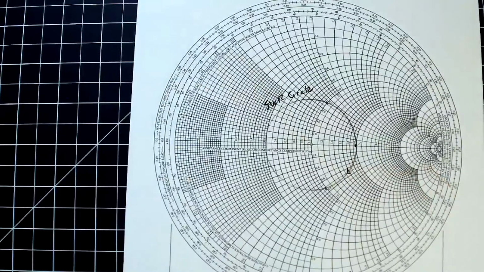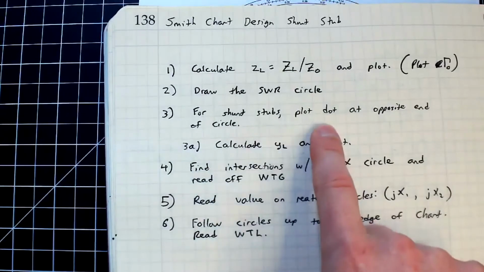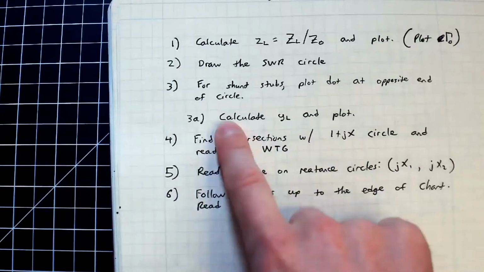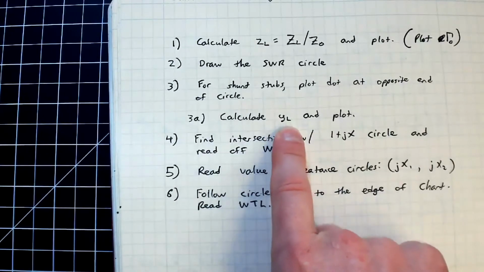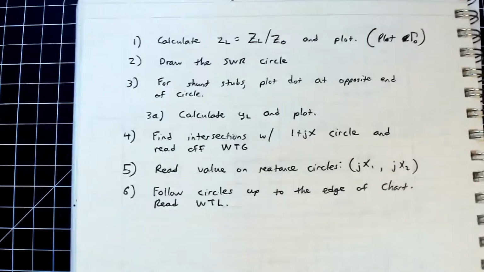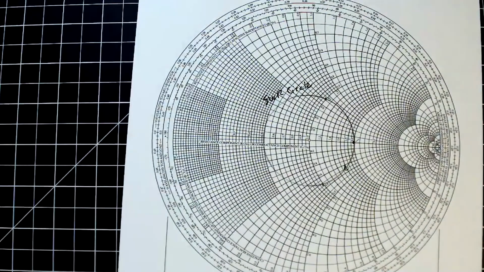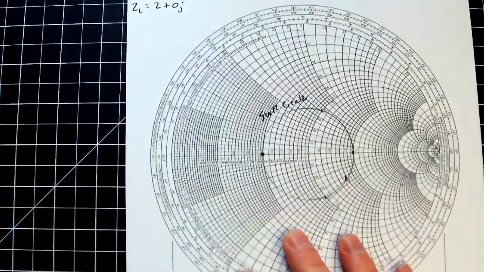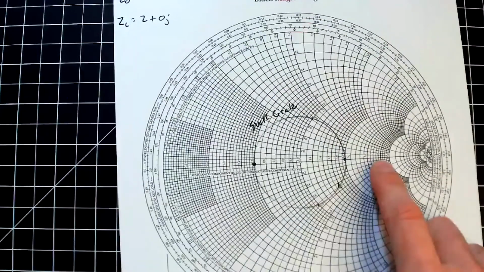So the little trick for a shunt stub, so this is step number 3, for a shunt stub, plot the dot at the opposite end of the circle. Or alternatively, what you can do is calculate the normalized admittance and plot that instead. These are the same operation on a Smith chart here. So all that means is I'm going to treat that as my starting point rather than here.